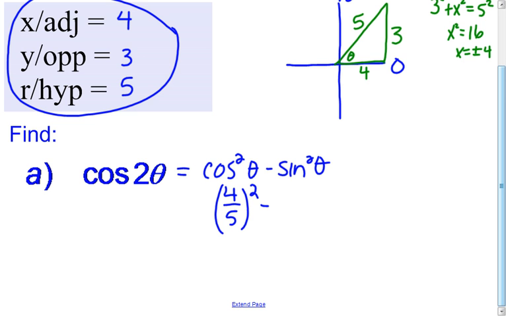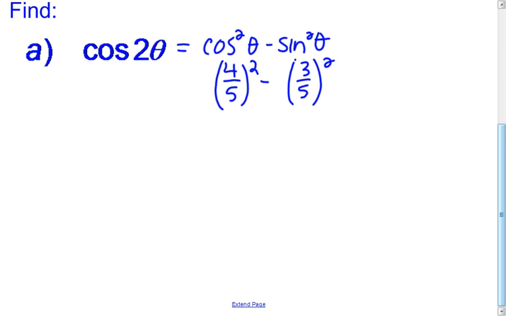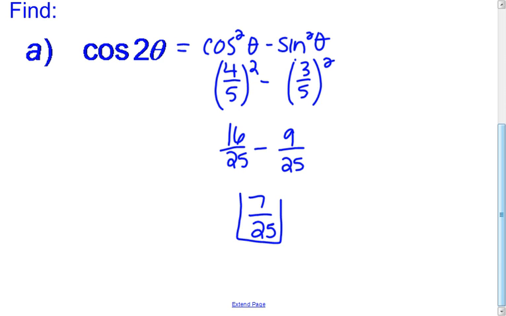My sine is my opposite over my hypotenuse. So my sine would be 3 over 5. And, of course, I need to square it. And 4/5 squared, square the top, square the bottom, you get 16/25. And 3/5 squared, again, square the top, square the bottom, is 9/25. And then 16/25 minus 9/25, of course, is 7/25. And that's your answer for that one.